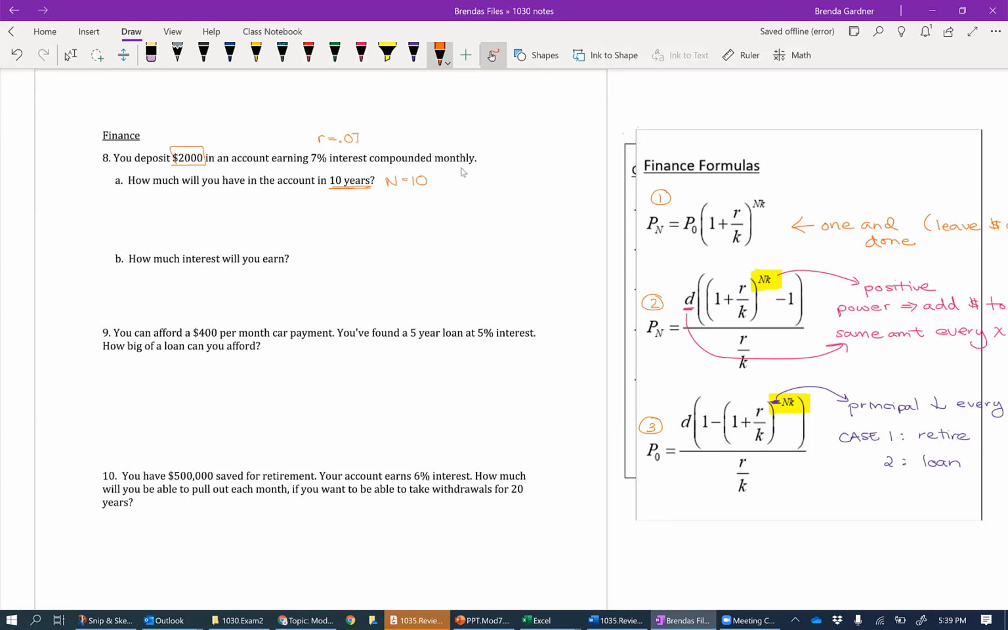Okay. Yeah, so this one actually is the first formula. The first and the second both have the N K, so both of you are right to use the formula with the positive power. But the difference on this one is this is essentially the one and done, right? I'm only depositing $2,000. If it said $2,000 a month, then you would use 2. But it's not a monthly deposit. It's just one deposit, leave it alone. So you would end up using formula 1.